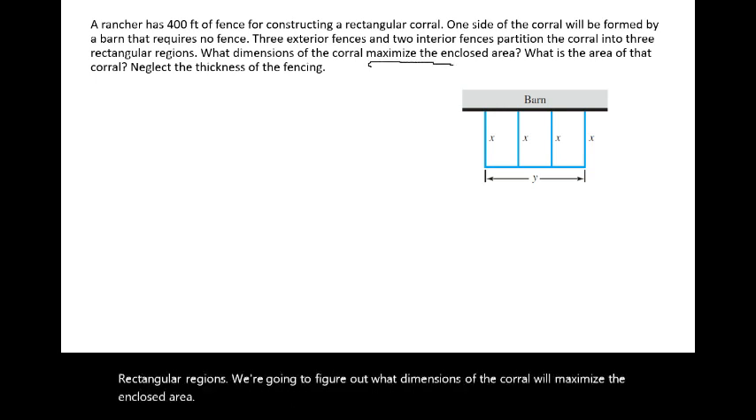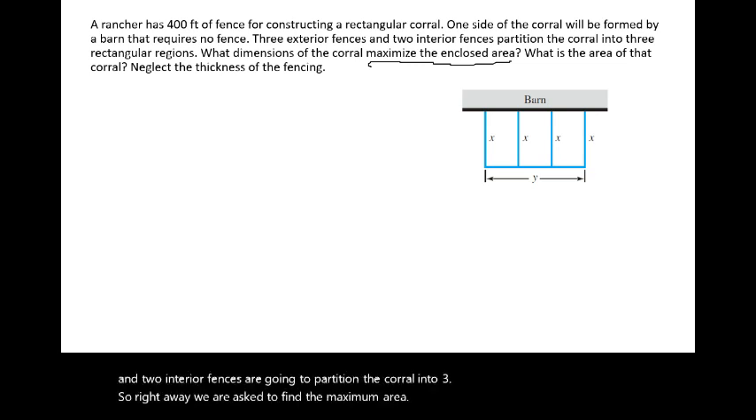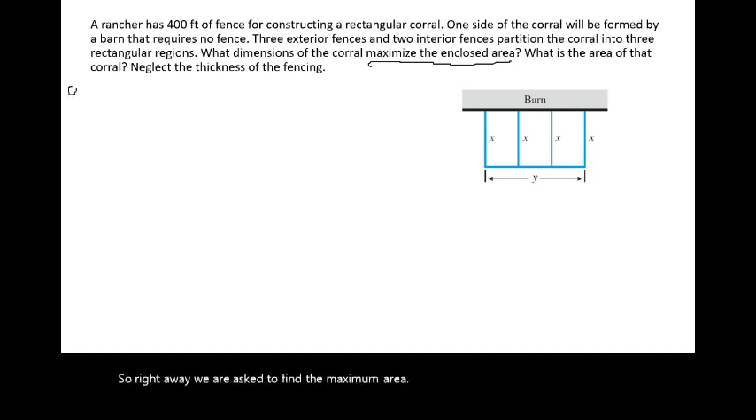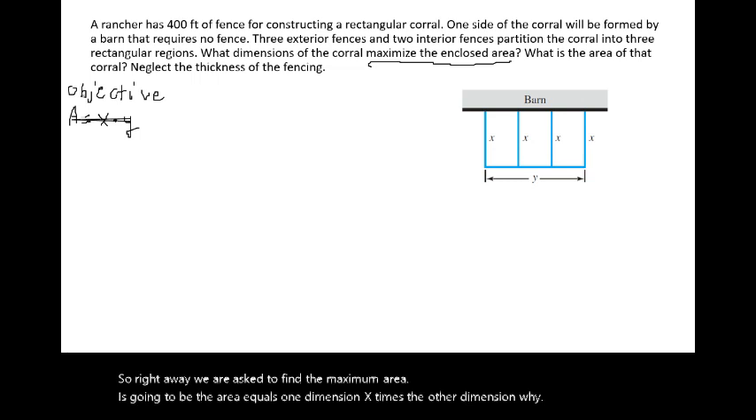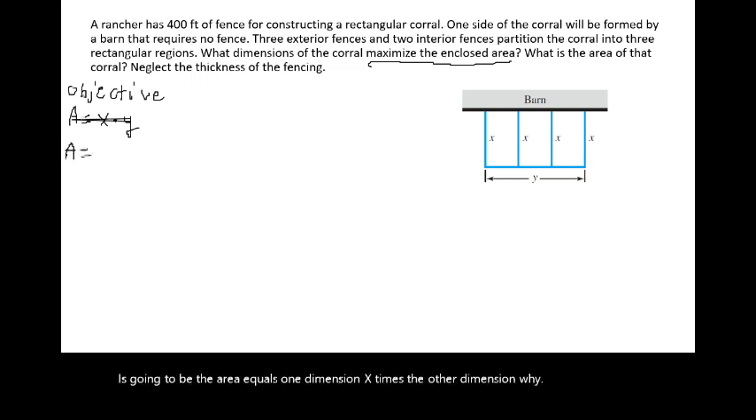So right away, we are asked to find the maximum area. We're going to neglect the thickness of the interior fencing, so the area is just going to be the length y times the width x. So the objective function is going to be the area equals one dimension x times the other dimension y. The area is equal to x times y.